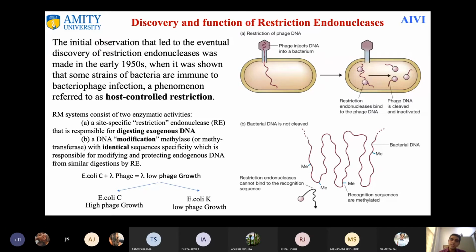But now if you inject this methylated DNA into another strain, the E. coli K strain, it won't recognize it as self, but it will recognize it as non-self, because the modifications are not at the same site. E. coli C might have a different restriction enzyme, and E. coli K might have a different restriction enzyme. The site recognized by the E. coli C restriction enzyme may not be recognized by the E. coli K restriction enzyme. So this is briefly how the restriction enzyme was discovered.